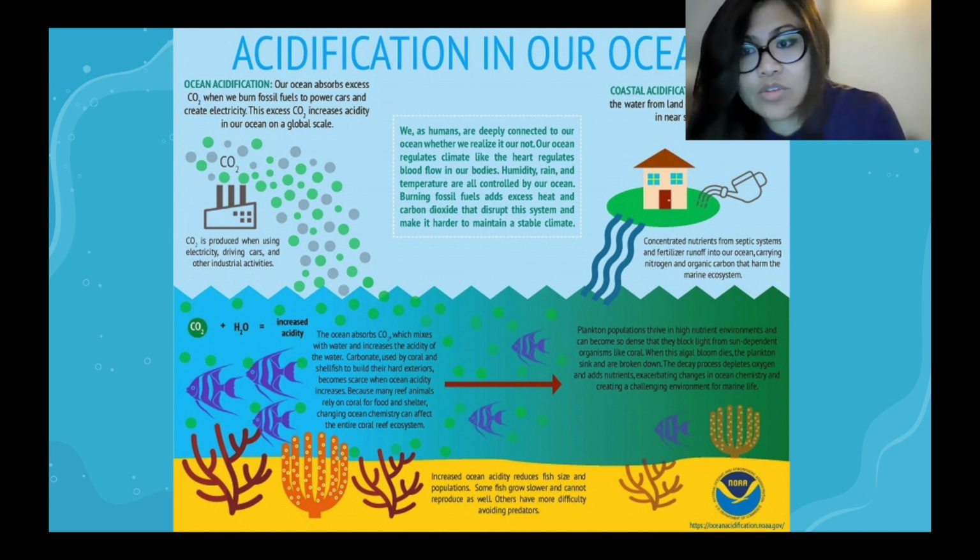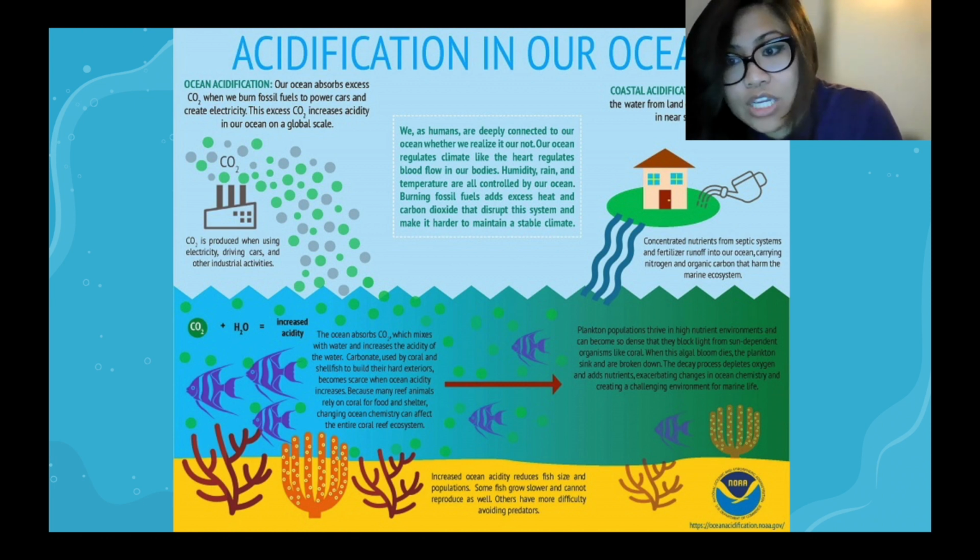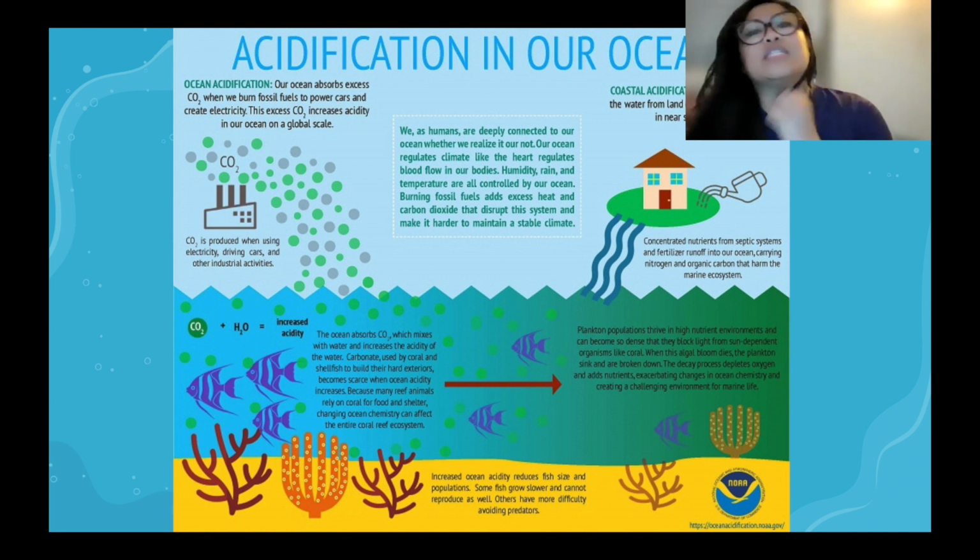Plankton populations thrive in high nutrient environments and can become so dense that they block light from sun-dependent organisms like coral. When this algae bloom dies, the plankton sink and are broken down. The decay process depletes oxygen and adds nutrients, exacerbating changes in ocean chemistry and creating a challenging environment for marine life. And the increased ocean acidity reduces fish size and populations. Some fish grow slower and cannot reproduce as well. Others have more difficulty avoiding predators when this happens.